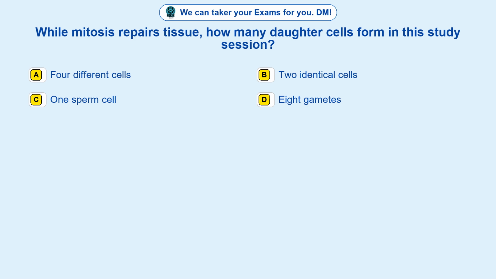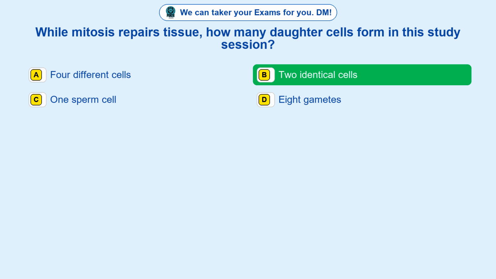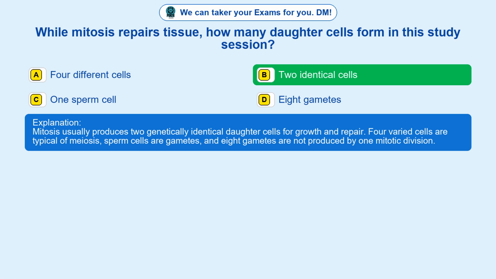Question 24. While mitosis repairs tissue, how many daughter cells form in this study session? Option A. 4 different cells. Option B. 2 identical cells. Option C. 1 sperm cell. Option D, 8 gametes. The correct answer is option B. 2 identical cells. Mitosis usually produces 2 genetically identical daughter cells for growth and repair. 4 varied cells are typical of meiosis, sperm cells are gametes, and 8 gametes are not produced by one mitotic division.